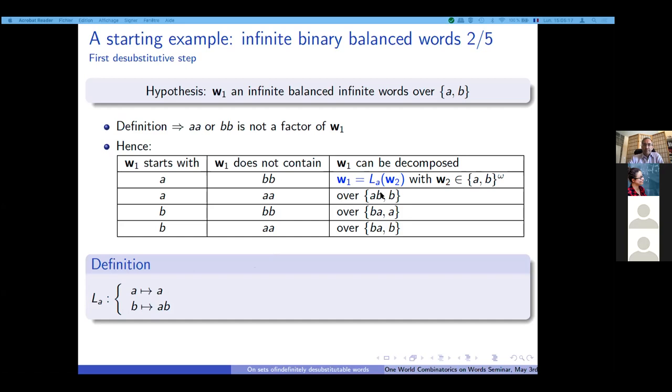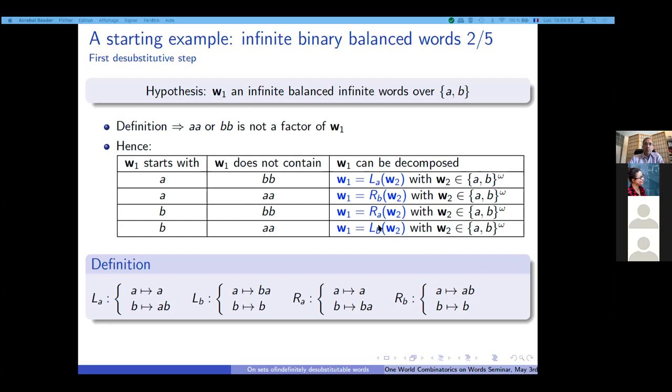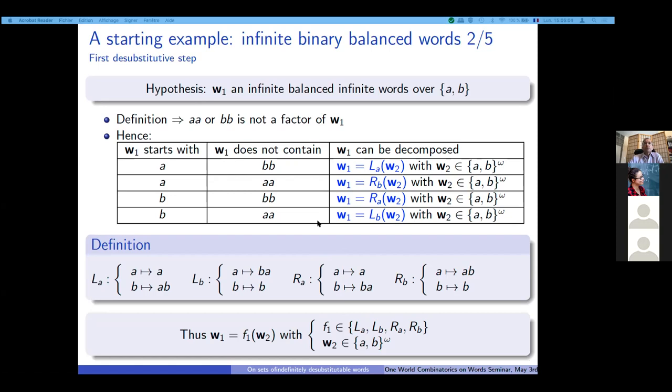On the second line, considering the decomposition over ABB, we can consider the morphism RB that maps A to AB, the first word of the decomposition, and B to B, the second word of the decomposition. And thus we see that w1 is the image of a second word w2 by this morphism RB. And exchanging the roles of A and B, we can see that in the two next decompositions, w1 is also the image, by a simple morphism, which is RA and LB here, of a word w2. This is the first step of the desubstitution, and what we have obtained is just that w1 is the image of w2, a new word, by one of the four morphisms I have just introduced.